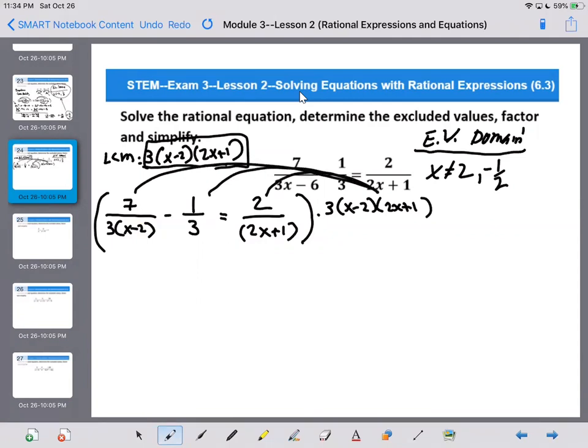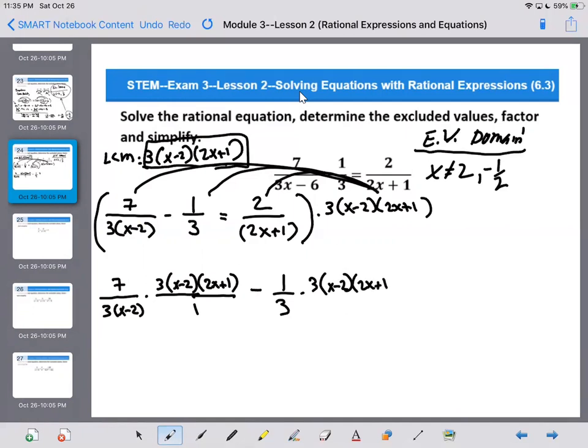So I'm going to write this out in a very long way so we see what's happening. So this first fraction is 7 multiplied by 3 times x minus 2, but the LCM is 3 times x minus 2 times 2x plus 1, minus 1/3 multiplied by the LCM equals 2 divided by 2x plus 1 multiplied by the LCM.